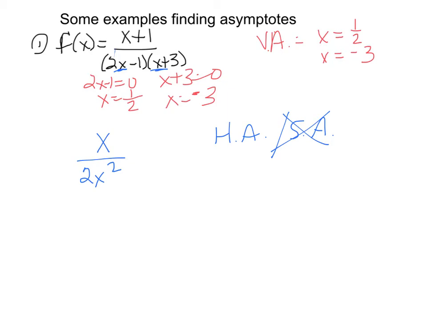So if that's the case, now what is my horizontal asymptote? Yep, automatically y equals 0. If it's small on top, automatic y equals 0. Good. Okay, let's try another one.